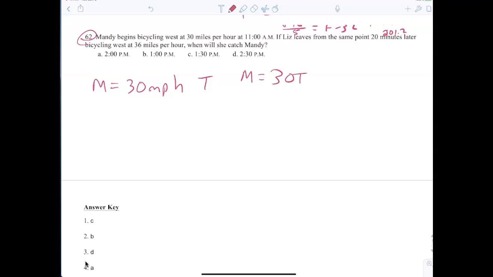I just got 30t, right? Does everybody agree with that? Now, the next person takes off after her. Liz. How fast is Liz going? 36. Now, if it's not greater than 36, is she going to catch her? Come on, now this is the one you have to listen to, guys. So how much time is she traveling for?